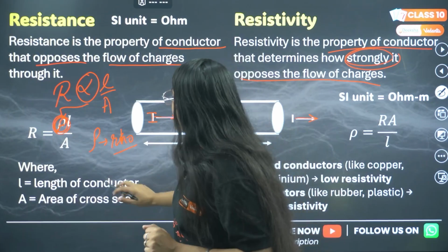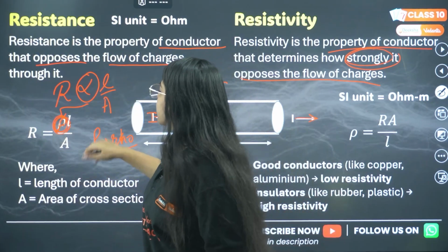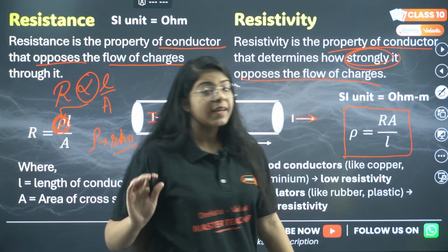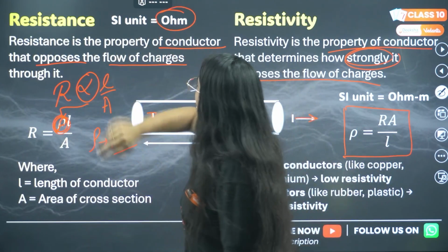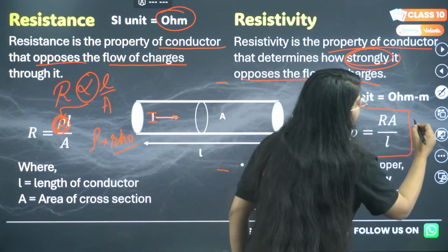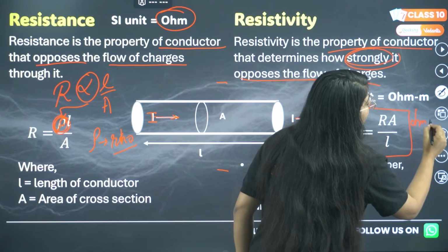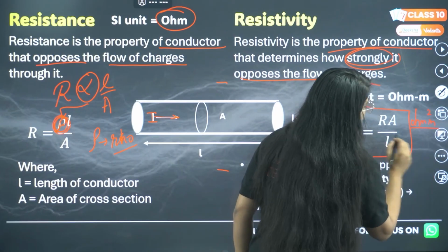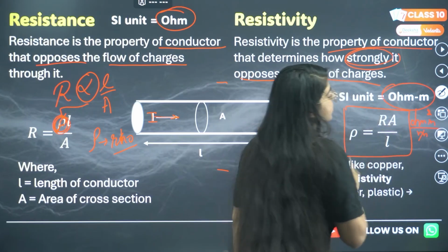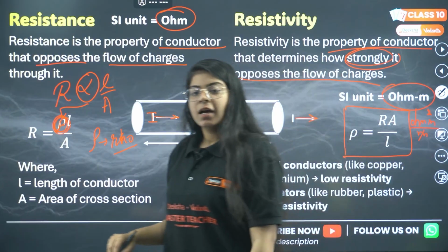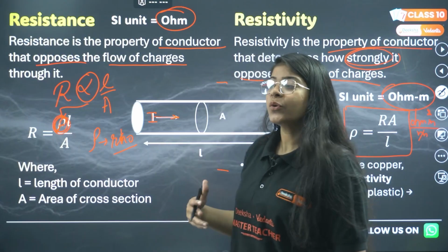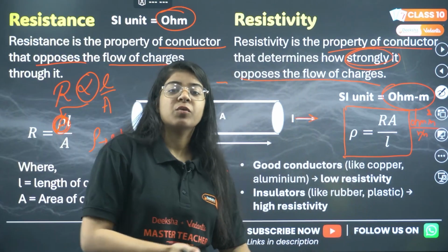For resistance, it depends on L by A, and if I just rearrange these values, I'll get the formula for resistivity. We know the SI unit of resistance is ohm, and if you want to find the SI unit of resistivity, for resistance I have ohm, for area I have meter square, and for length I just have meter. So 1 meter will get cancelled and the SI unit of resistivity will be ohm meter. Understood?